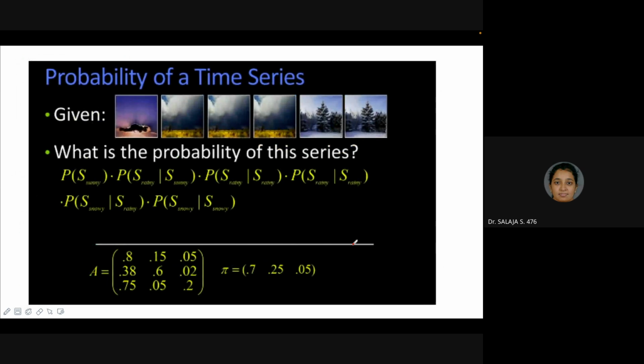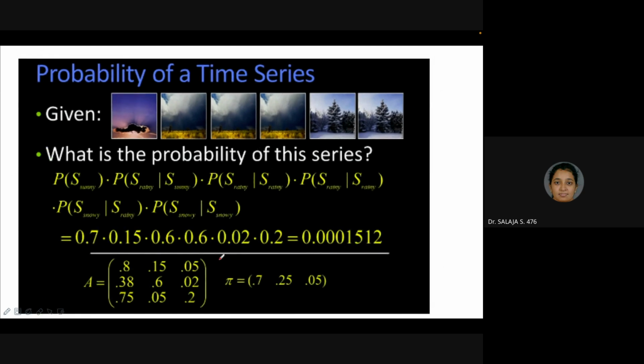Now to identify the probability of this sequence, the first one is sunny, the second one is rainy based on sunny, the third is rainy based on rainy, the next one is rainy based on rainy, snowy based on rainy, and snowy based on snowy.